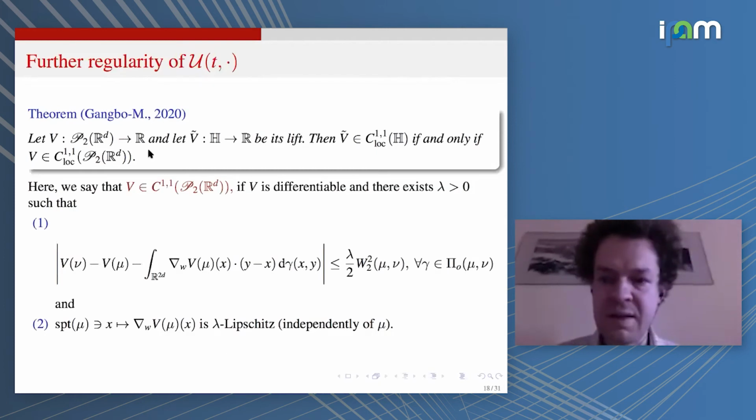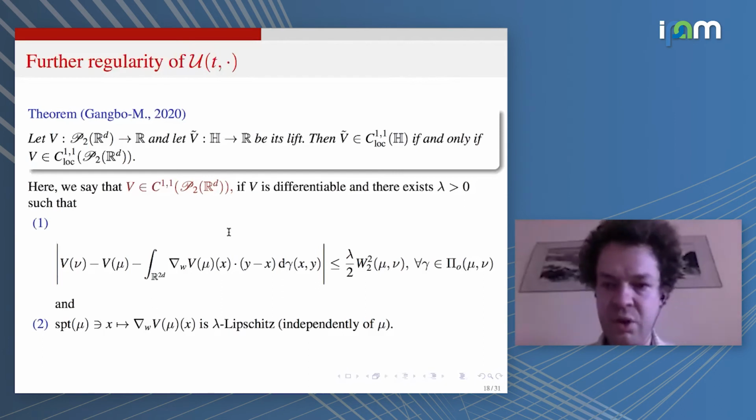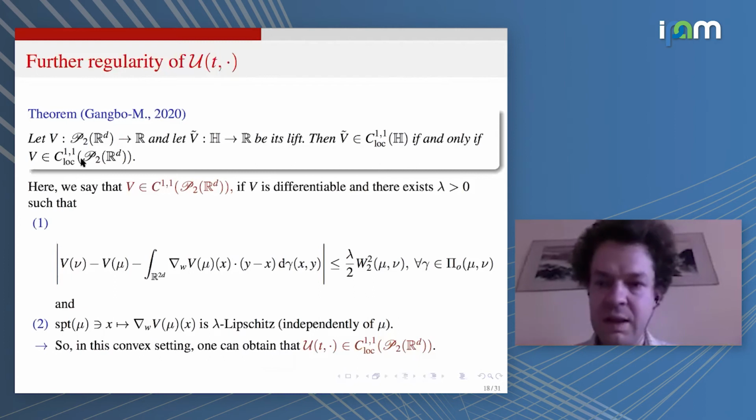And what do I mean by a C^{1,1} function on the Wasserstein space? This is just a very similar first order Taylor expansion. But in addition, we also require that the Wasserstein gradient is lambda-Lipschitz, independently of the measure, on the support of the measure. So this together gives us the definition of a C^{1,1} function on the Wasserstein space, and this is completely equivalent to the C^{1,1} notion on the Hilbert space. So in the convex setting, if U0 tilde is convex and the action is convex on the Hilbert space, we certainly have that this capital U value function is locally C^{1,1} on the Wasserstein space.